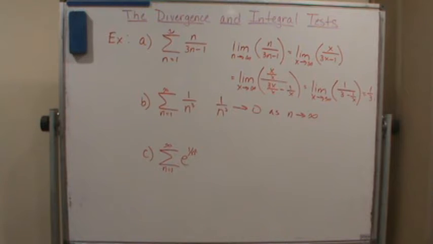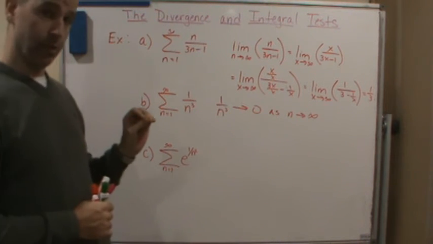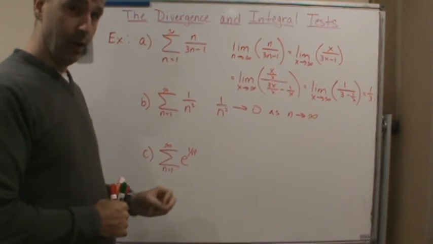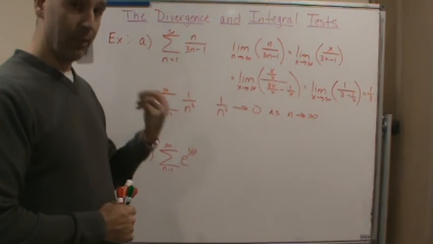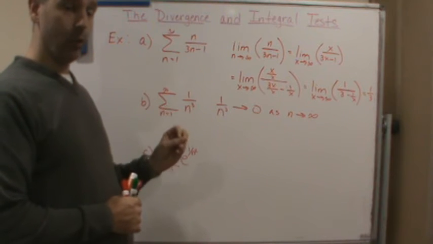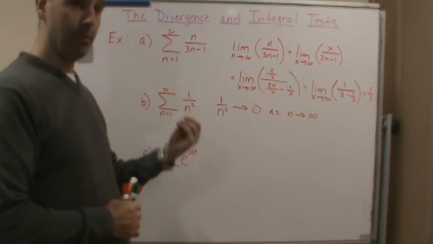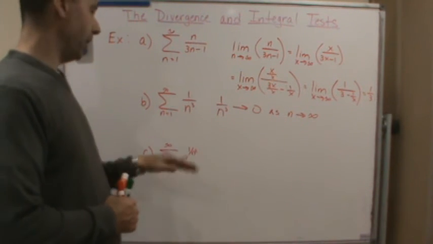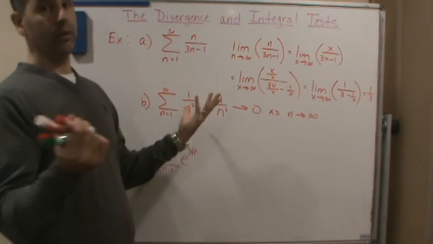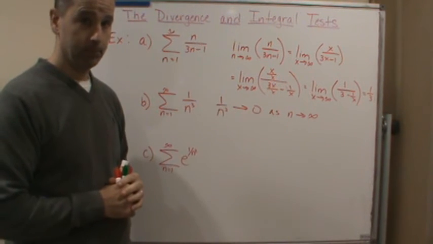So in this case, the divergence test would be inconclusive. We can't say anything about divergence or convergence. All we know is if the limit doesn't go to 0, or if the limit does not exist, then we can say that the series must diverge. But if it does go to 0, we don't know.